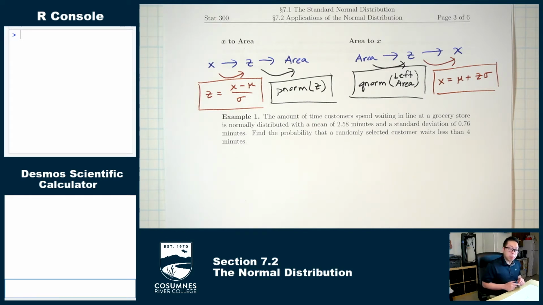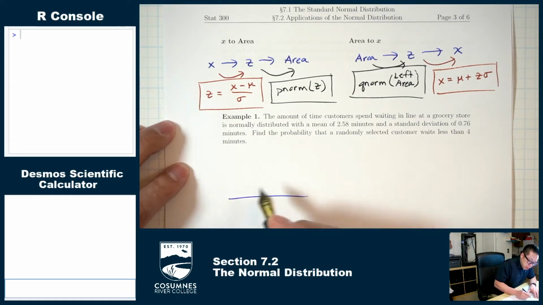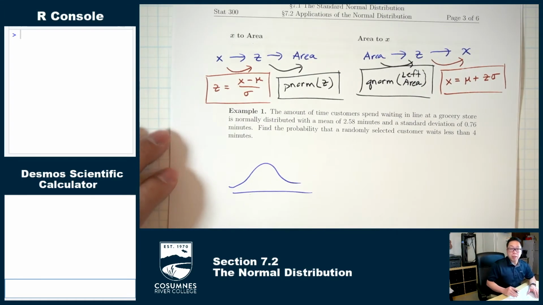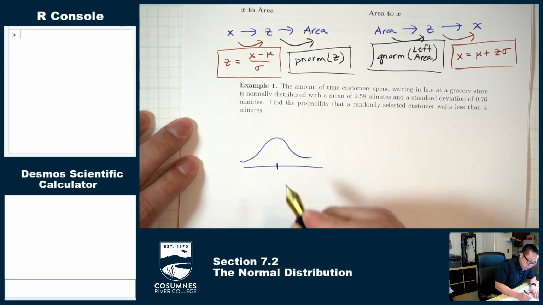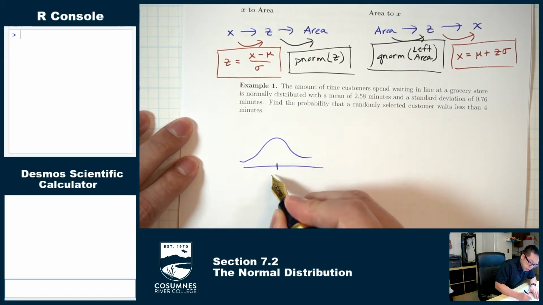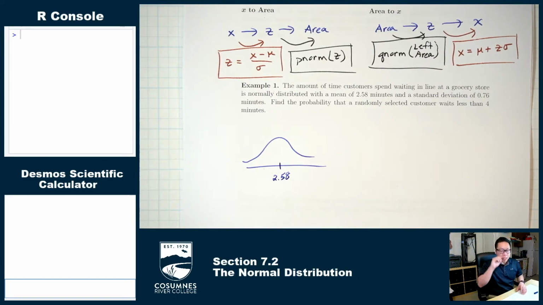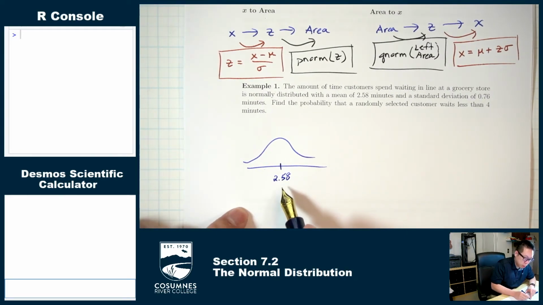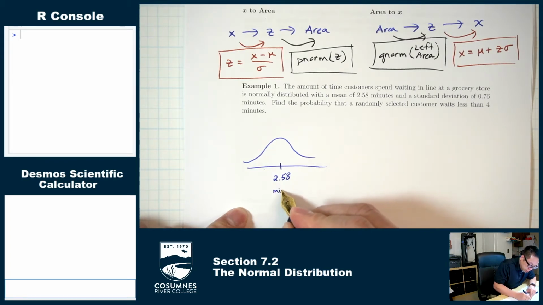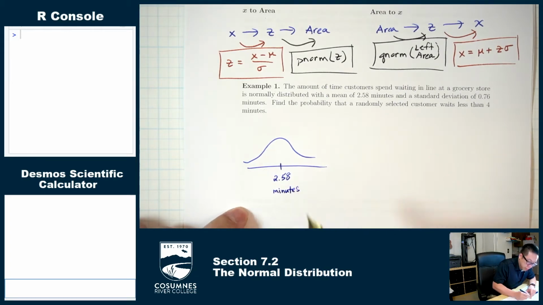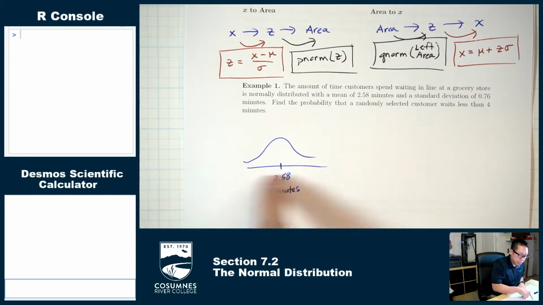First thing I'm going to do is draw the normal distribution picture, and you really only need to put the mean on the picture. So I'm going to put the mean in the middle. The mean here is 2.58. And just as a note to myself, I want to label what this 2.58 means. It's minutes. That's telling me that the x-axis should be minutes.